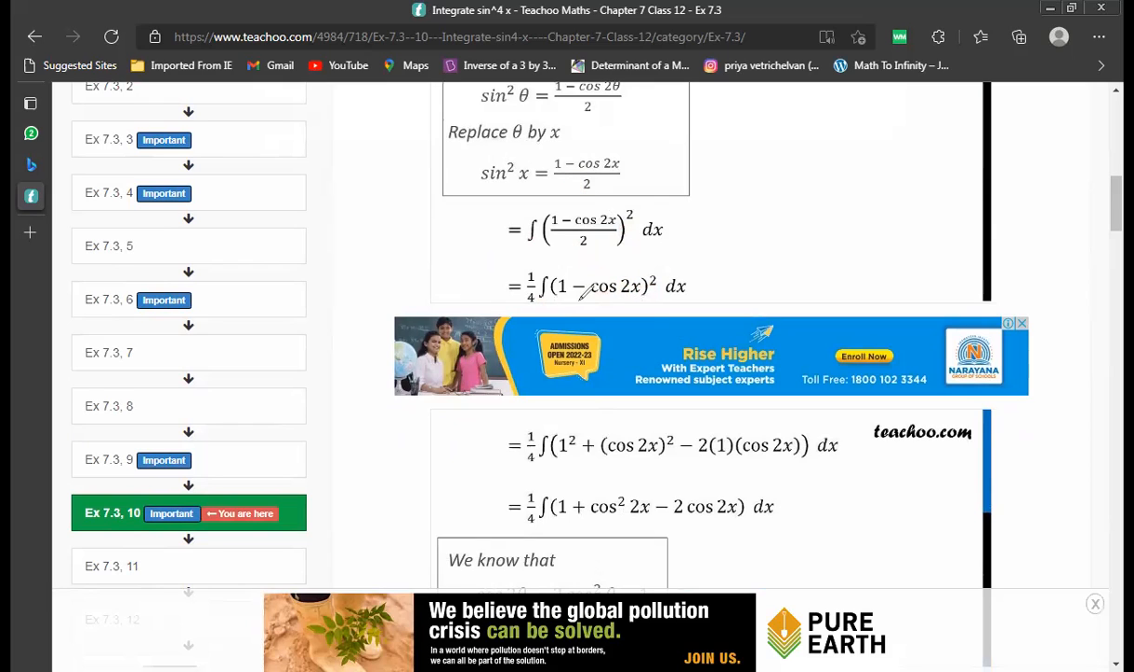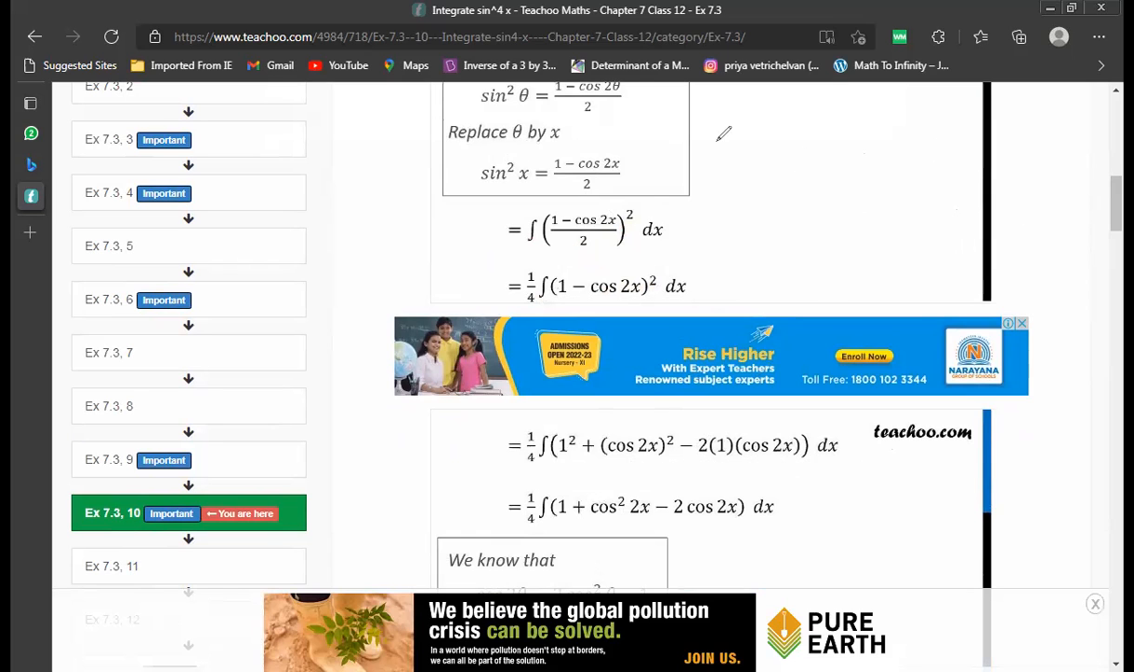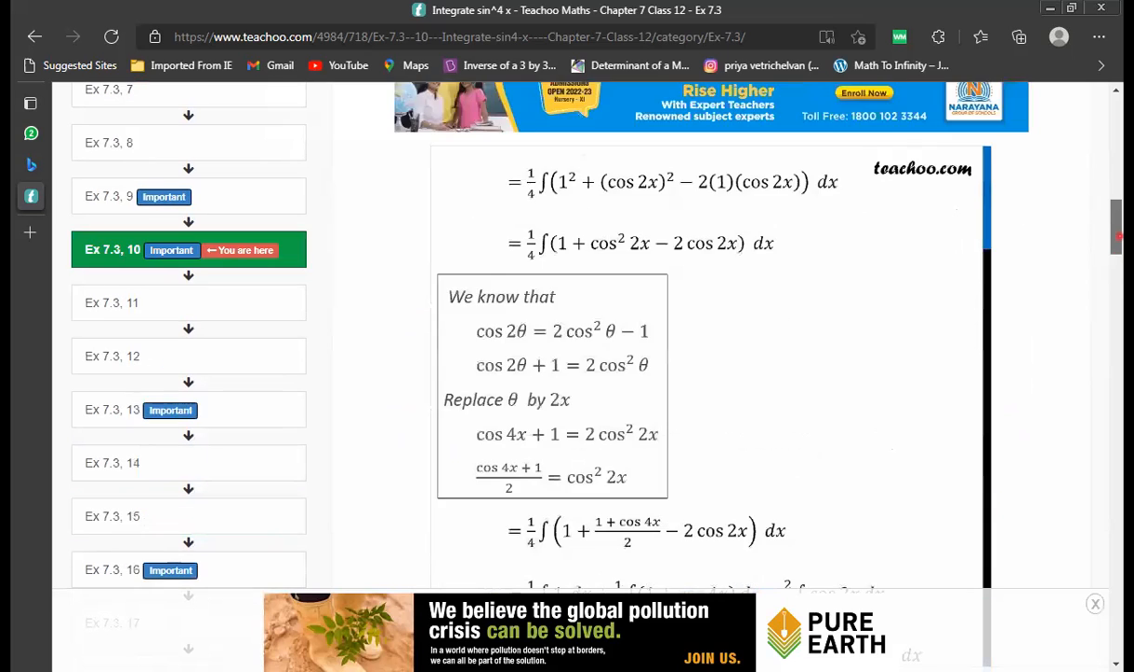Before proceeding with the integration, this has the resemblance of the algebraic identity a minus b the whole square. So you can express it in this form. If you express it, you'll be getting the term like this. And then you perform the integration.